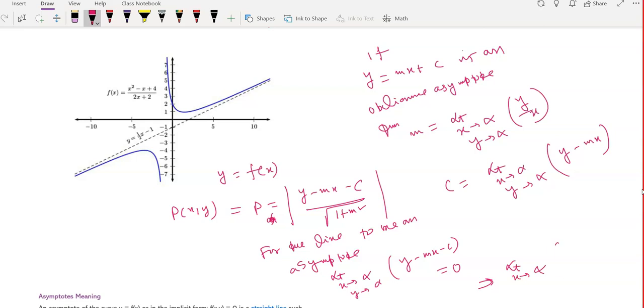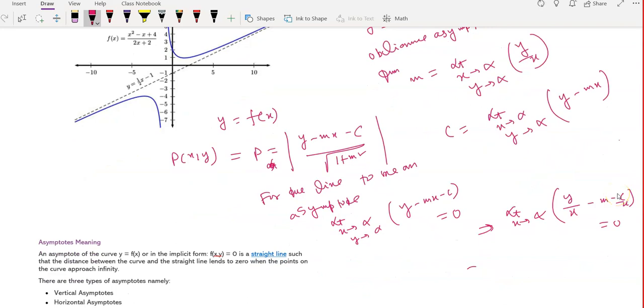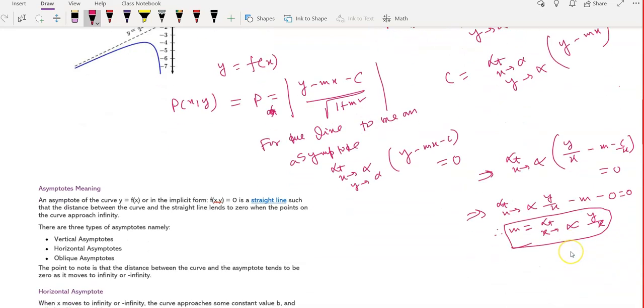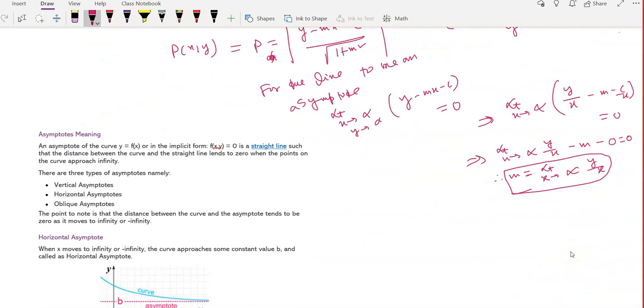limit x tending to infinity. If I divide by x, we need not consider y then, minus c by x equal to 0. Then this implies limit x tending to infinity y by x minus m minus 0 equal to 0. So m is equal to limit x tending to infinity y by x. Okay, this is the value of m, and c you will get from this equation only.